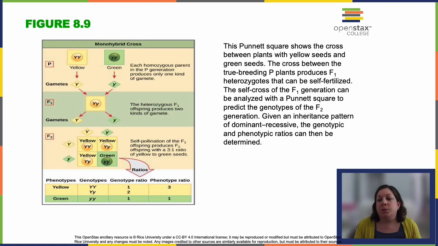This Punnett square shows the cross between plants with the yellow seeds and the green seeds, just like the simple little grid one that I did for you. The cross between the true breeding P plants produces those F1 heterozygotes that can be self-fertilized. The self-cross from the F1 generation can be analyzed with the Punnett square to predict the genotypes of the F2 generation. Given an inheritance pattern of dominant and recessive, the genotypic and phenotypic ratios can then be determined, right? So that was that. Genotypes were 1 in 4 possibilities, but phenotype was one or the other with a 3-to-1 ratio. All right.